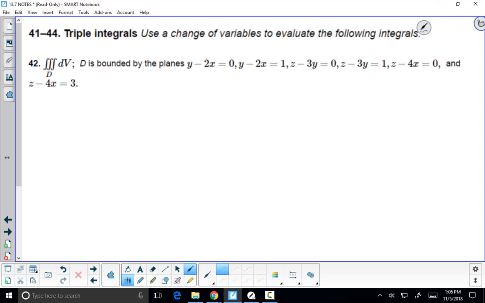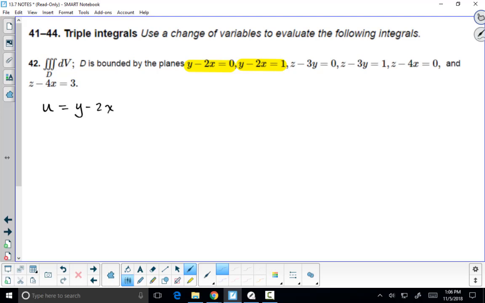Here, we're going to do a change of variables to evaluate this integral. We have to do a transformation here. This one is from 3-dimensional space to 3-dimensional space, so we need a 3-dimensional Jacobian. We see that there's a y minus 2x and a y minus 2x, so the candidate that works best is u equal y minus 2x.